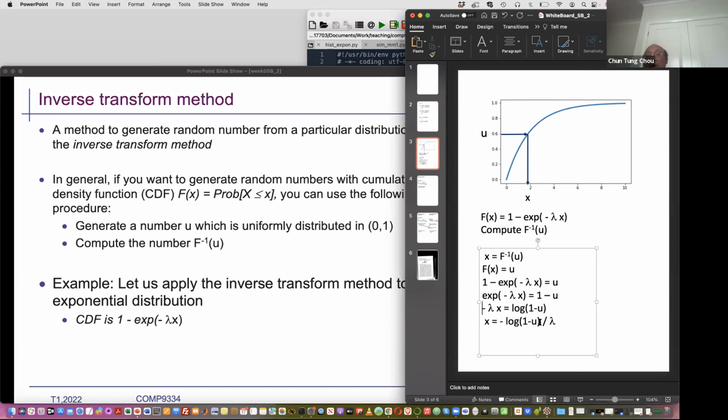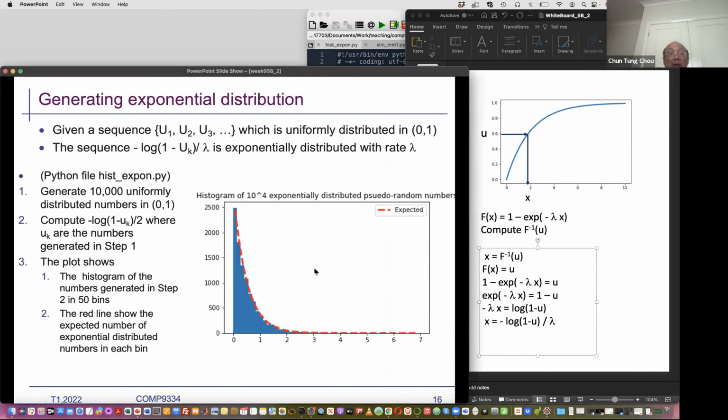Okay. Now, what this means is you generate a random number u, which is a point between 0 and 1, and then you compute x according to this formula. So for every random number u, you compute x, that will be a number that you have generated. This is how you can generate numbers that are exponentially distributed.